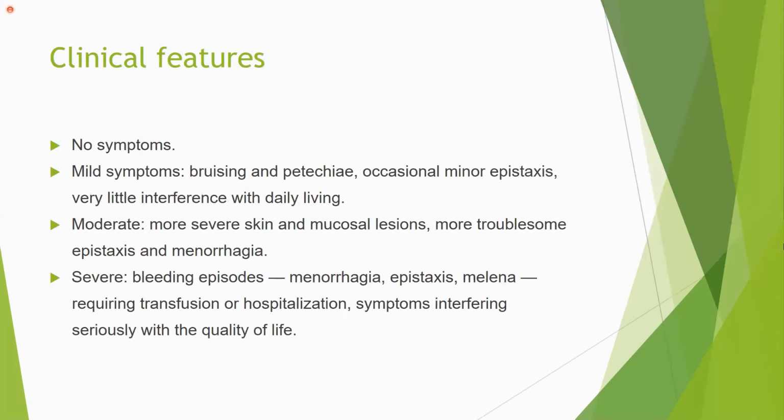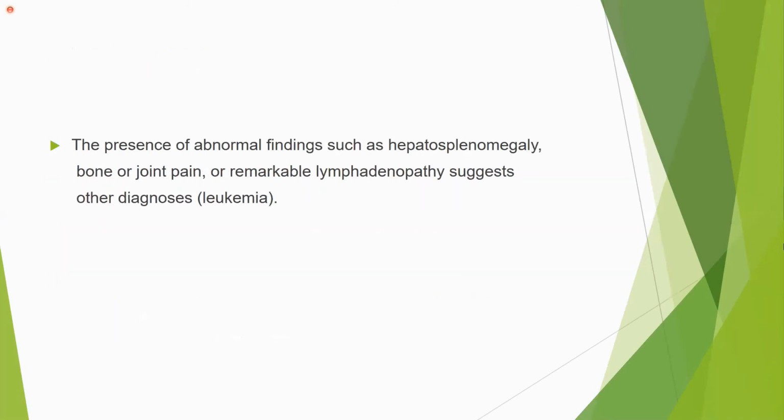As for the clinical features, the patient can have no symptoms, just thrombocytopenia on the lab report. Patients can have mild symptoms of bruising and petechiae, occasional minor epistaxis, with very little interference with daily living. In moderate cases, there are more severe skin and mucosal lesions, more troublesome epistaxis and menorrhagia. In severe cases, there are bleeding episodes of menorrhagia, epistaxis, melena, requiring transfusion or hospitalization, and symptoms interfering seriously with quality of life. The presence of abnormal findings such as hepatosplenomegaly, bone or joint pain, or remarkable lymphadenopathy suggests another diagnosis. Now, how are we going to diagnose?